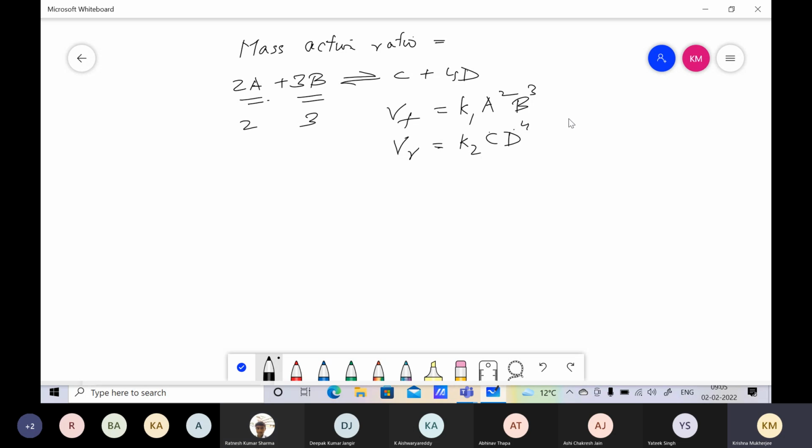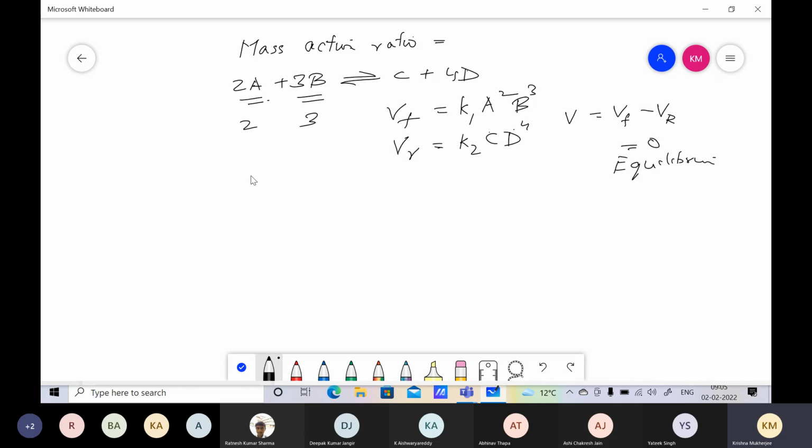And so the net rate of reaction is obviously V forward minus V reverse, which is equal to 0 at equilibrium. Which of course tells us that K1 A square B cube is equal to K2 C D raised to 4. So K1 by K2 is equal to C D raised to 4 divided by A square B cube. That is obvious, right? And so the mass action ratio, what is the mass action ratio here? The actual values of A, B, C, D present. And what would be the mass action ratio?